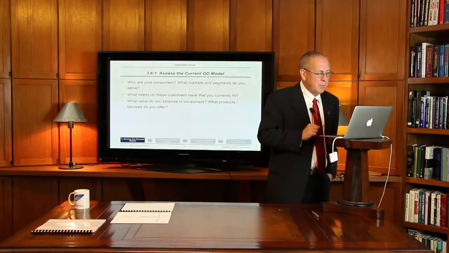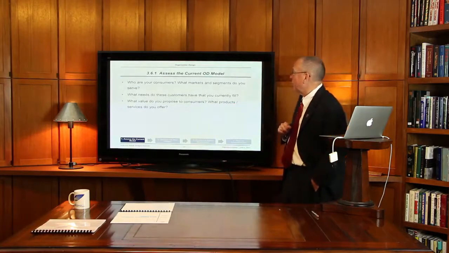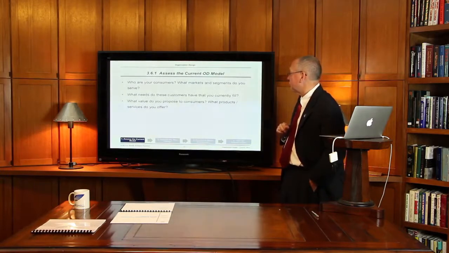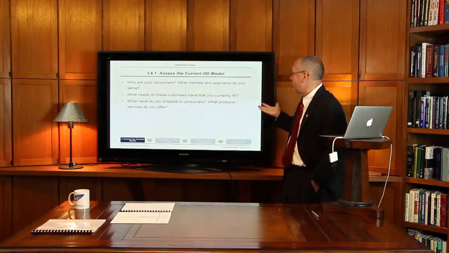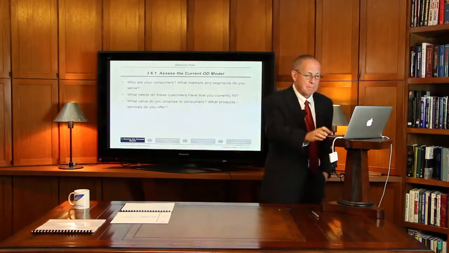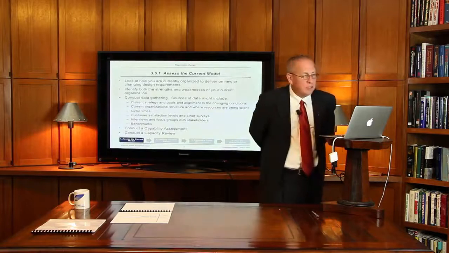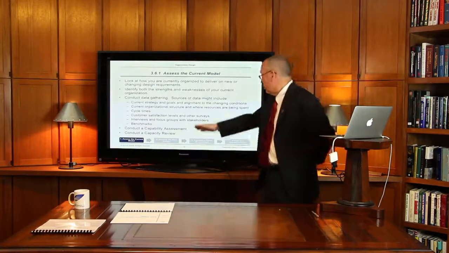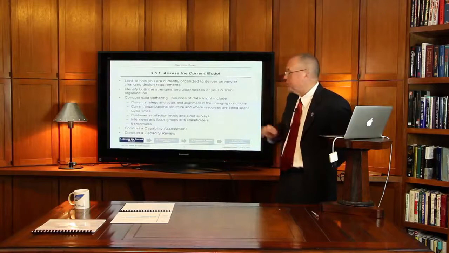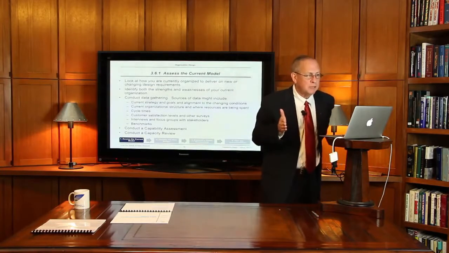So let's look at this in a bit more detail. We have assessed the current model. So who are your consumers, your customers? What markets and segments do you serve? What needs do these fill, etc.? So essentially, what business are you in? How are you currently designed? So we're going to walk through these steps in a bit more detail. It's important that we understand what's involved here and what all the different aspects are.